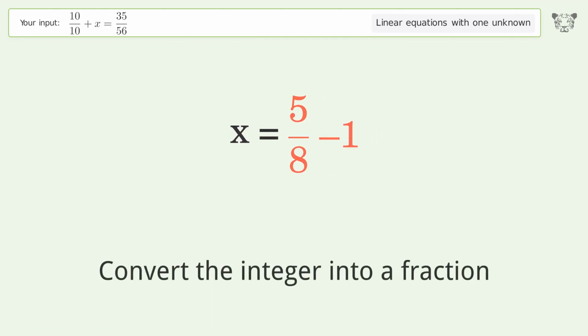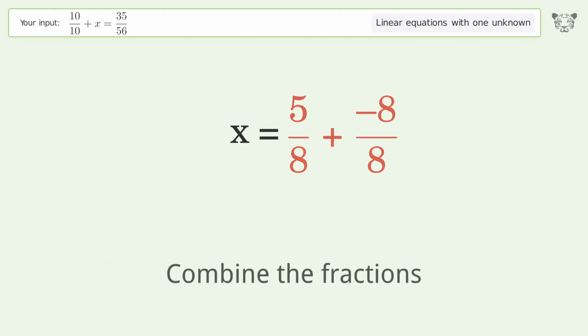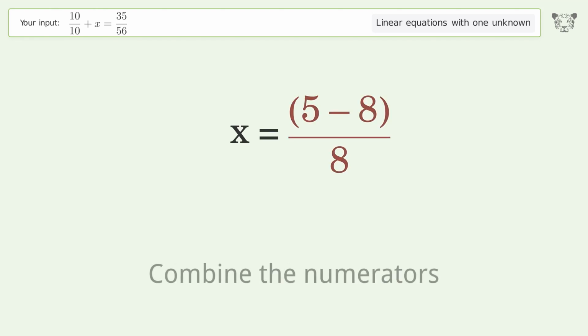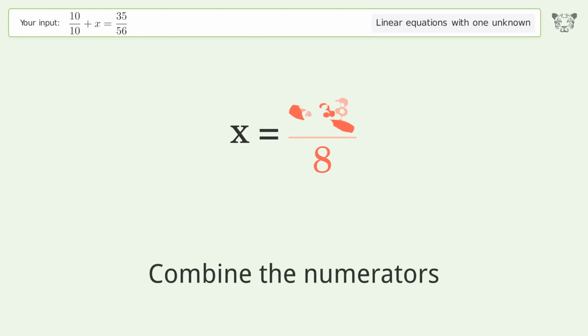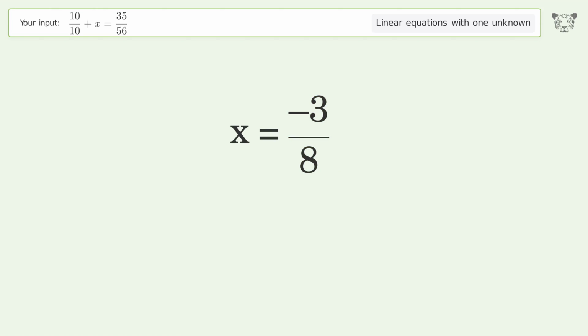Convert the integer into a fraction. Combine the fractions. Combine the numerators. And so the final result is x equals -3/8.